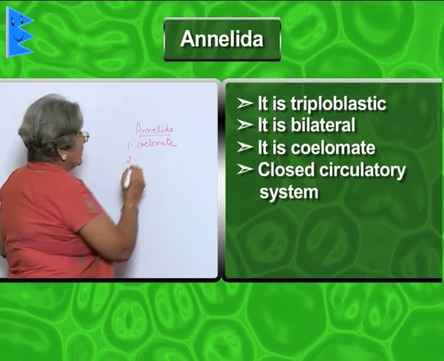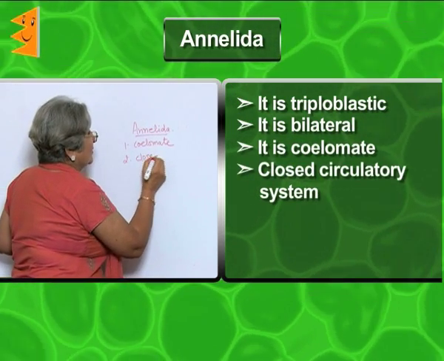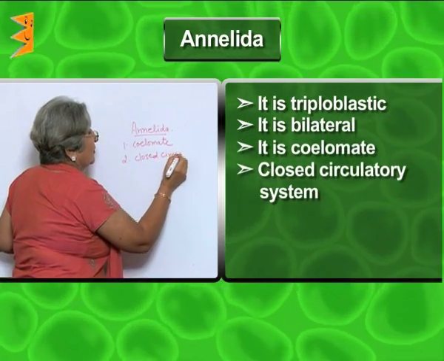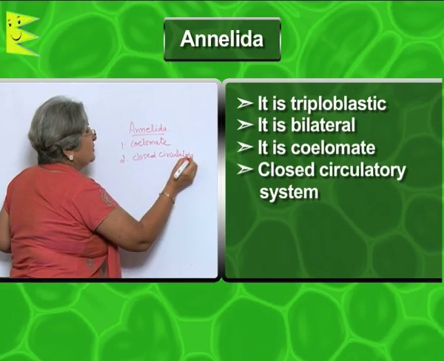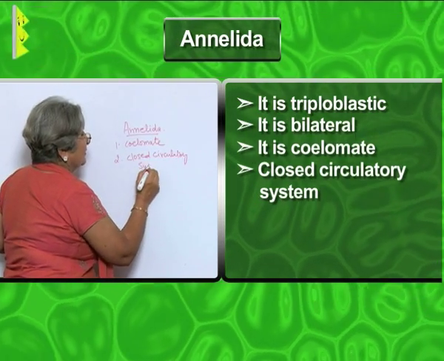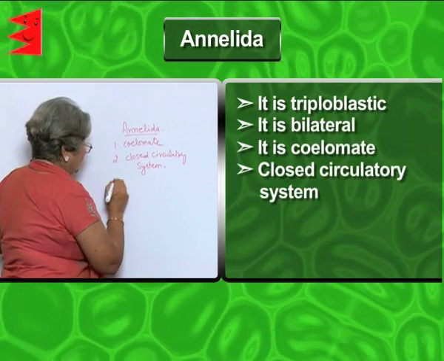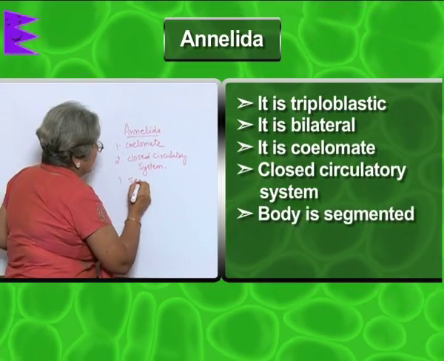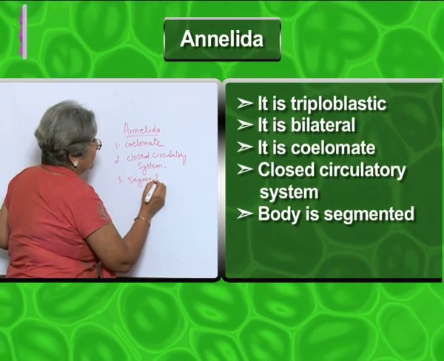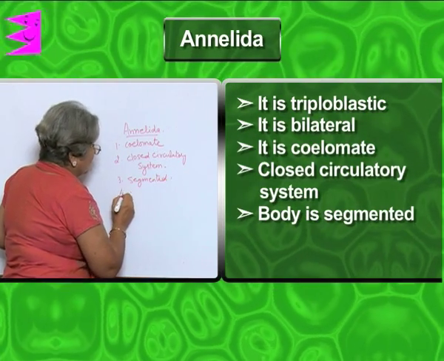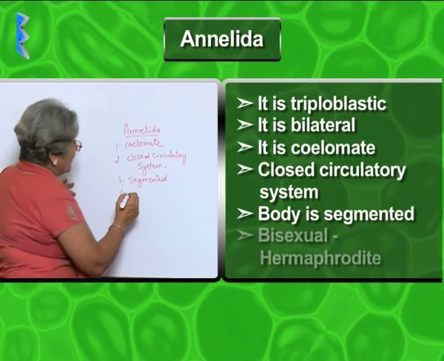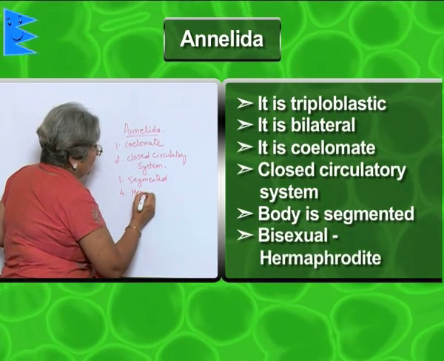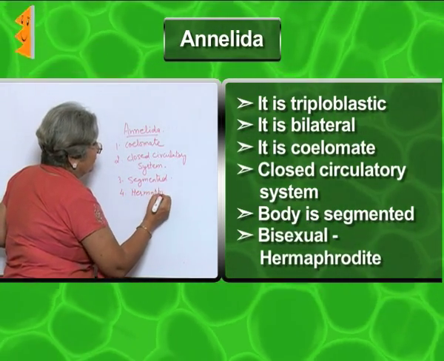It has closed circulatory system. That means blood is in the vessels. Thirdly, the body is segmented. Some of these animals are also hermaphrodite, which means they are bisexual.